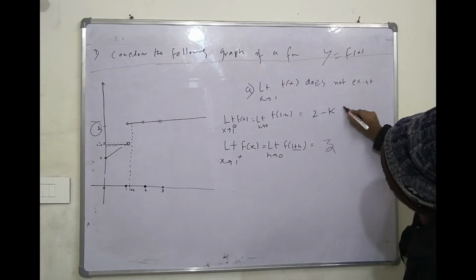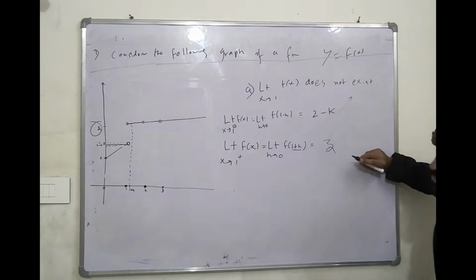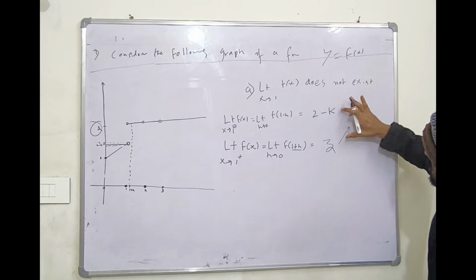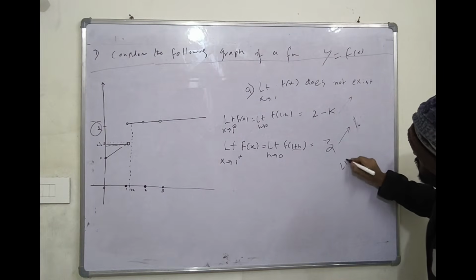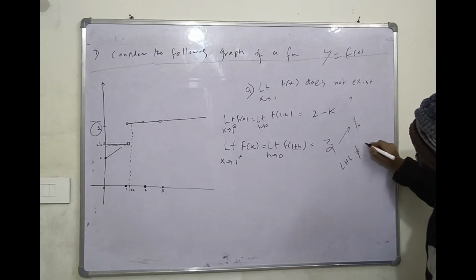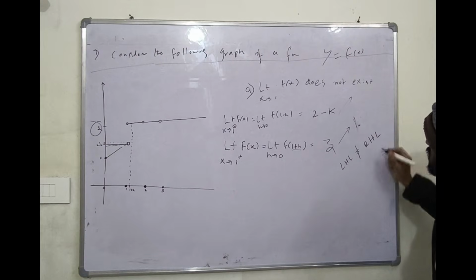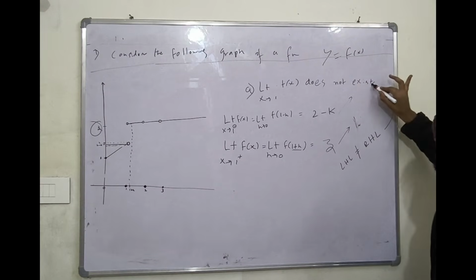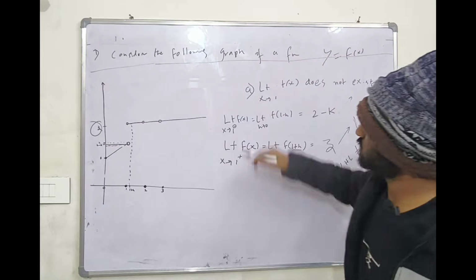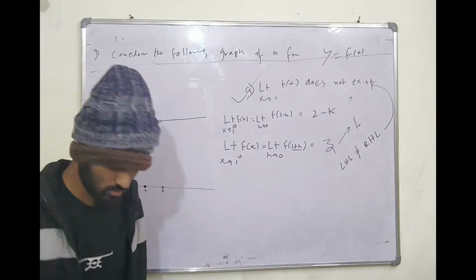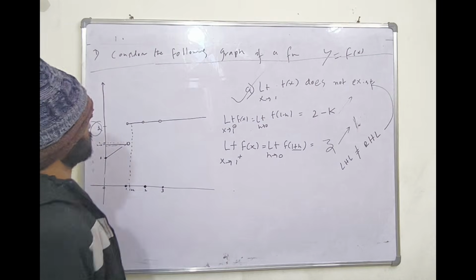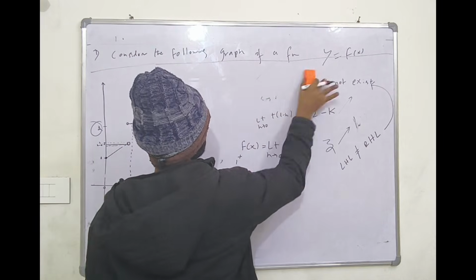So left hand limit is 2 minus k, and right hand limit is 3, and k is positive, so these two are not equal. Left hand limit not equals right hand limit implies limit does not exist. So the first option is right. Okay, good. So let's go to option B.